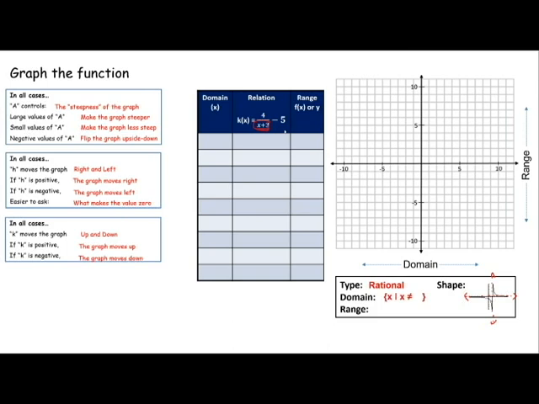Any idea what that is? Well, hopefully you know that's a negative 3. Because if you were to plug in a negative 3, negative 3 plus 3 is 0. 4 divided by 0 is undefined. So we can put in a vertical asymptote right there.